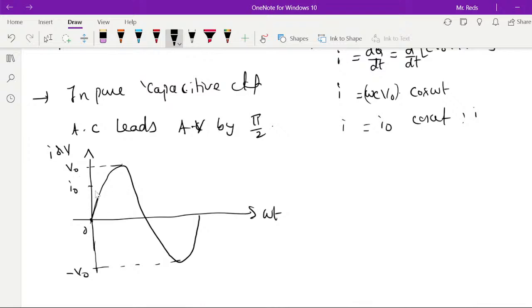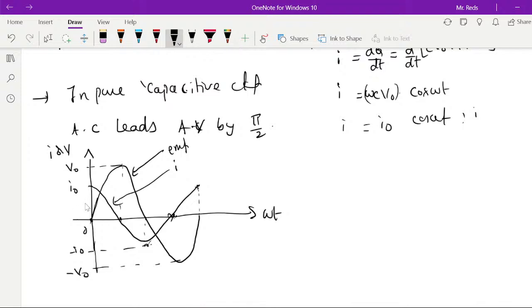So from here onwards it changes. When the potential is maximum, current will become 0. And when this is 0, it becomes maximum. You can say negative maximum of current is this. Then again, when this is negative maximum, this becomes 0. And when this is 0, it becomes positive maximum. So if you join these points, you will get a waveform like this. So this is the waveform of EMF and this is the waveform of current, alternating EMF and alternating current.